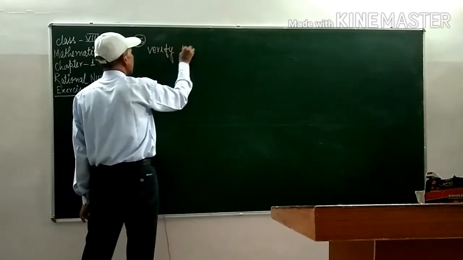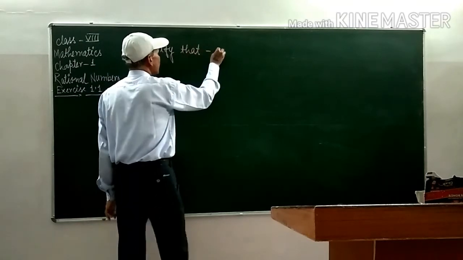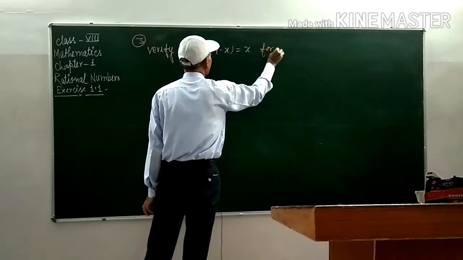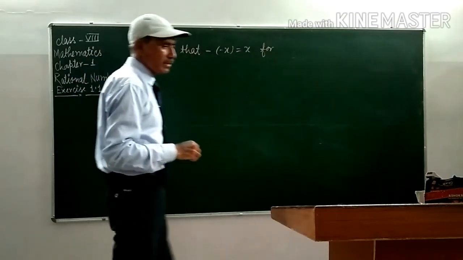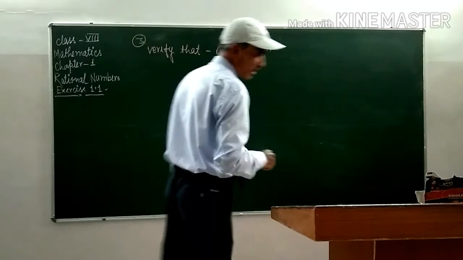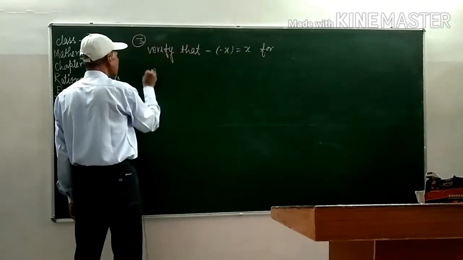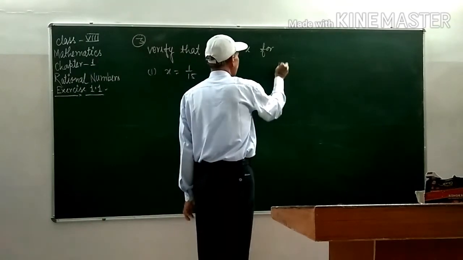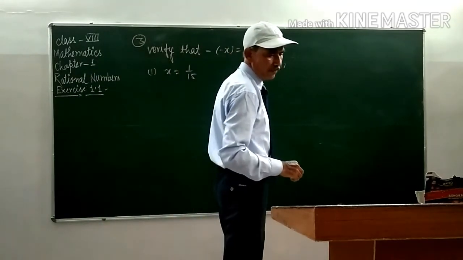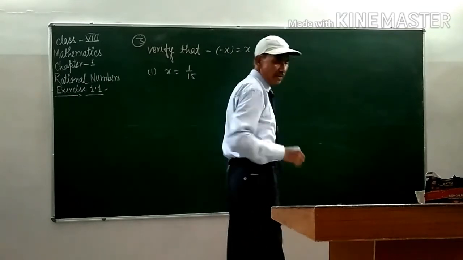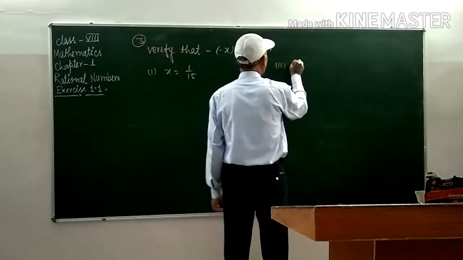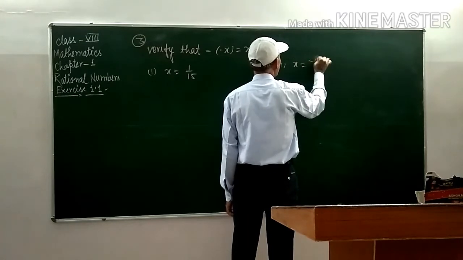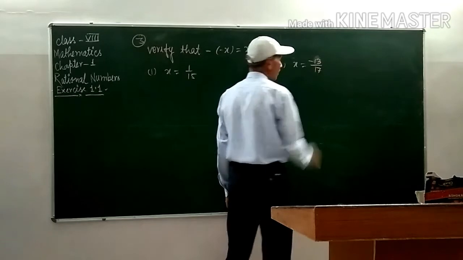Verify that minus of minus x is equal to x for the numbers given here. First one, that is x is equal to 11 by 15. In the second case, x is equal to minus 13 by 17. Okay students.